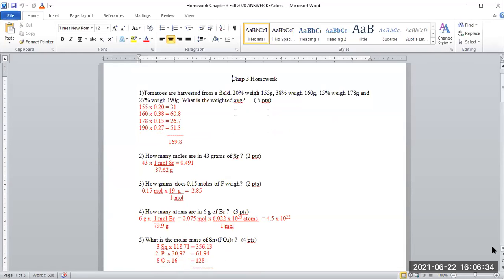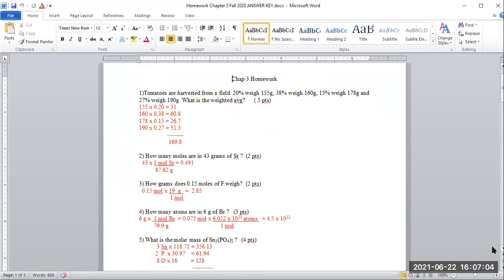I do know that there were a few glitches on the weighted average calculation here. Please keep in mind that a weighted average is not done mathematically the same as a traditional mean or average, because it takes into account the percent occurrence or percent abundance of the item that you are looking at.